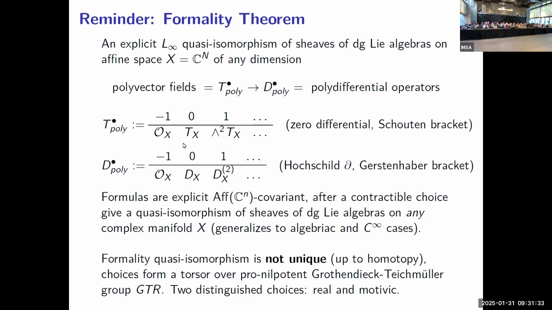For polyvector fields, we have zero differential, it's called the Schouten bracket, and for polydifferential operators, you consider polylinear maps from algebra of functions to itself, given by products of some derivatives. You consider the Hochschild cochain complex of the algebra of functions, so it gives you a Gerstenhaber bracket and the Hochschild differential. Why polydifferential operators? Because here you can make it local, you can sheafify it.